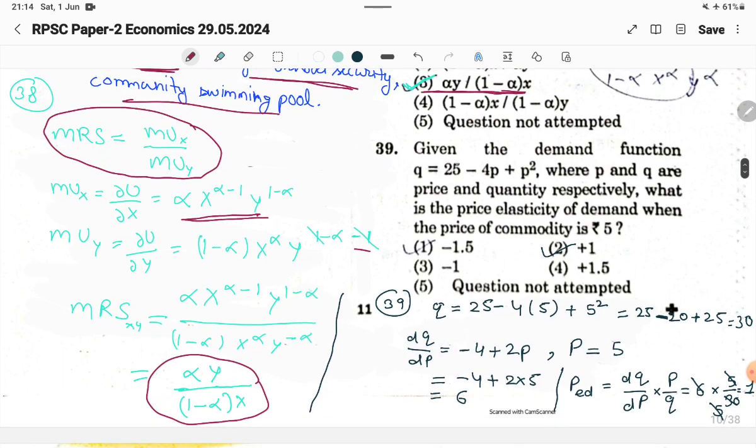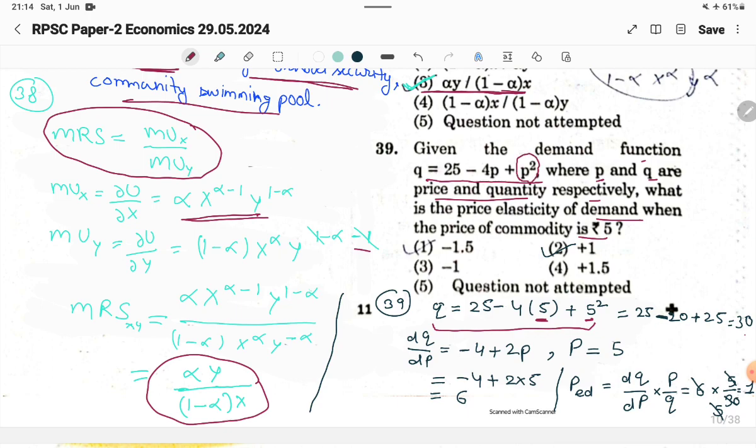Now the next 39th question: given the demand function q is equal to 25 minus 4p plus p square, where p and q are price and quantity respectively, what is the price elasticity of demand when the price is 5? So q, quantity demanded, is given here in the equation, and we put the value of price here, 5, and 5 square as given in the equation, p square.